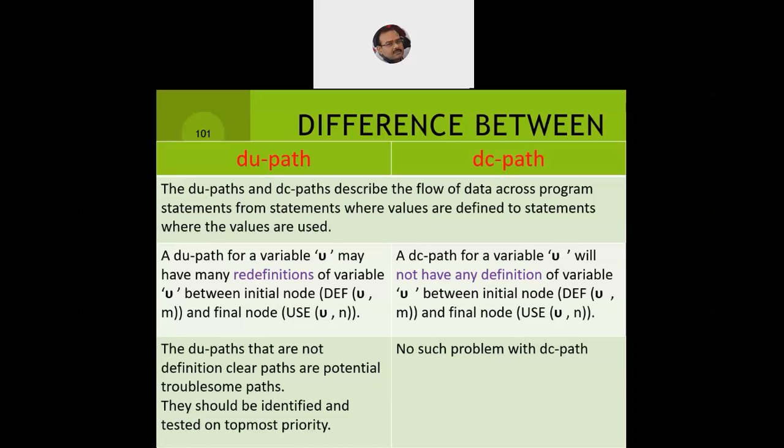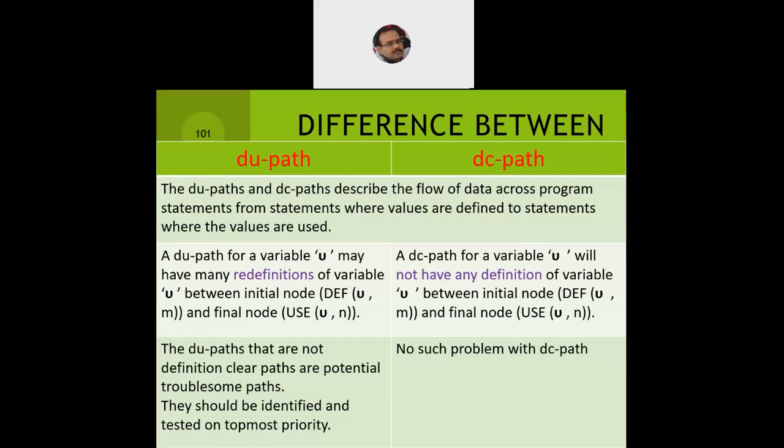Whereas DC path is quite clear, here no ambiguity will arise. It's a direct one-hop type of situation where a single path will exist between the declaration and the usage. So we do not talk of multiple redefinitions or multiple reusage of the same variable. So your DC path for the variable v will not have any definition of the variable v between the initial node, that is def v comma n, and the final node, that is use v comma n. So in the DU path, multiple redefinitions are bound to exist, but in DC path it's a clarity, so that's why we use the word clear. There will not be any multiple redefinition of the same variable.